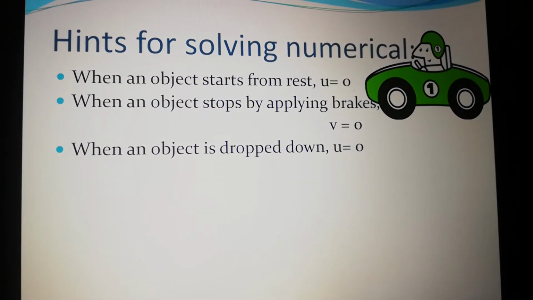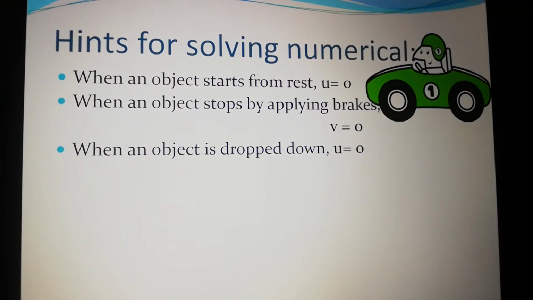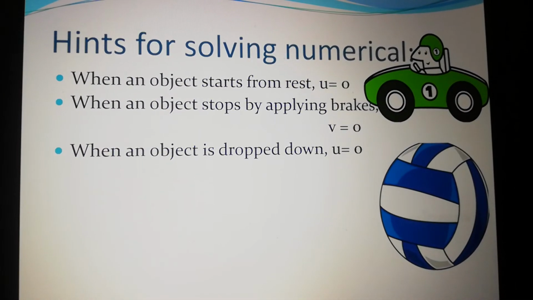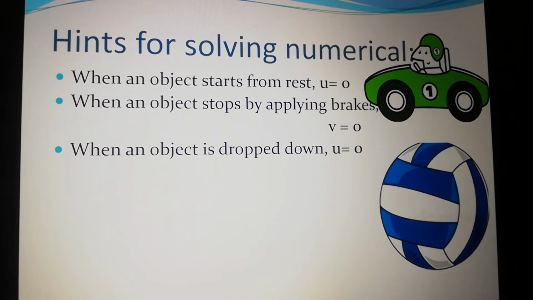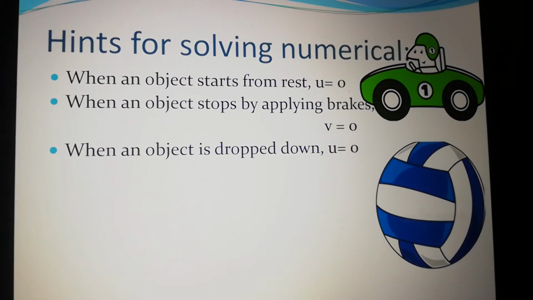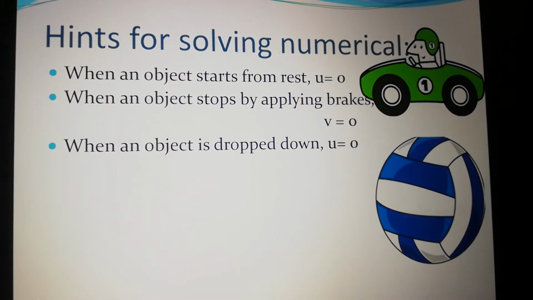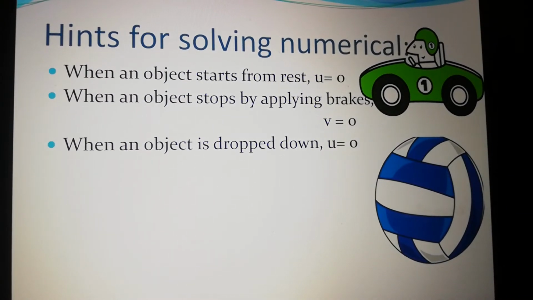When an object is dropped down, say a ball is dropped down, you can see that when it is up, it was stationary, and then you drop it and it attains velocity and moves downwards. But when you are keeping it stationary at the top, we assume that initial velocity u is 0. So whenever in any numerical it says a ball is dropped down or a stone is dropped down, you have to take initial velocity u as 0.